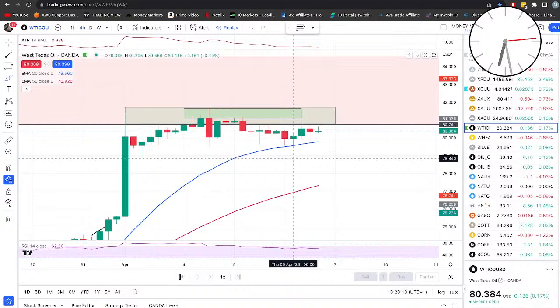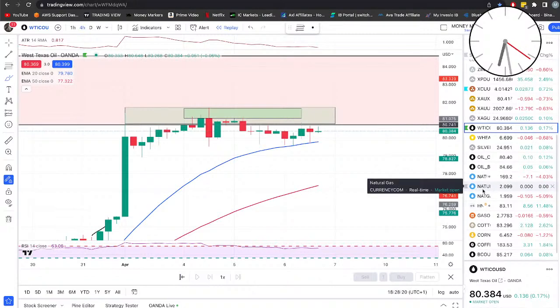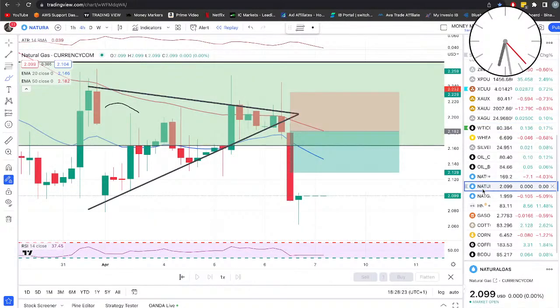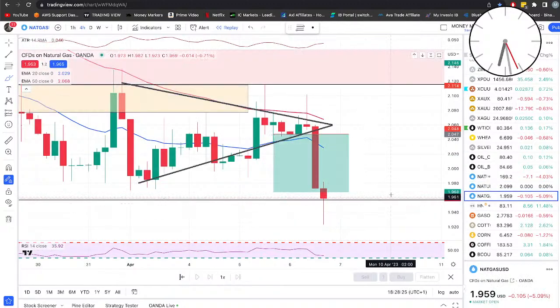Max, nat gas is now in a buying area. Let me show you that. And Tarun, I'm going to look at the MCX in a short while. Let me show you the nat gas as well.